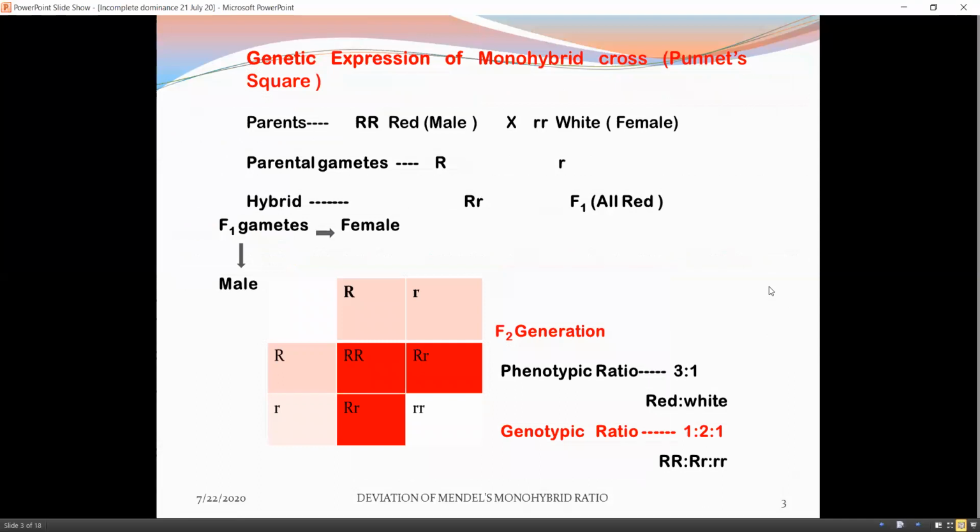Now it can be genetically expressed like this. The parents are capital R, red, one of the parents, and the other is small r, that is white, and the gametes will be capital R, small r. The hybrid will be capital R, small r, and all the plants will be red due to complete dominance. In F1, the gametes will be allowed to self-fertilize. So in F2, the combinations will be capital R capital R, capital R small r, capital R small r, and small r small r, and the phenotypic ratio will be 3 is to 1, 3 red and 1 white, and the genotypic ratio will be 1 is to 2 is to 1, that is capital R capital R is to capital R small r is to small r small r.